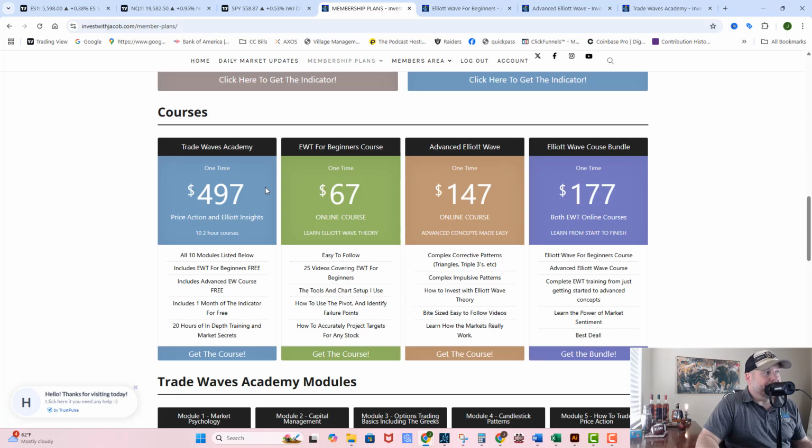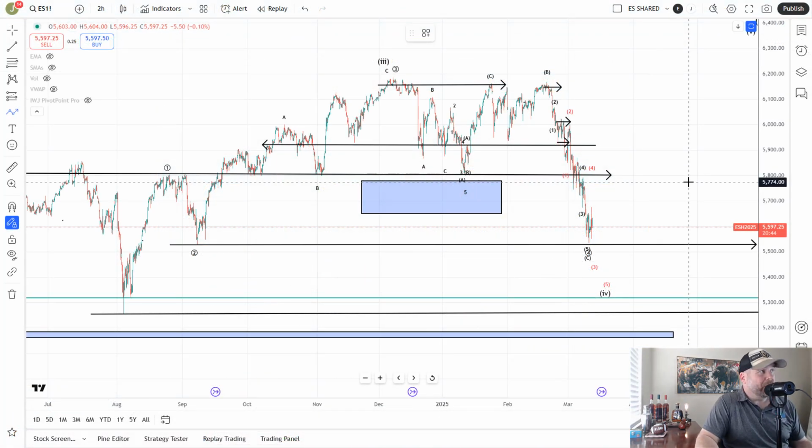Okay, now let's jump into the charts and take a look. Okay, guys, so here we are on the 2-hour futures chart for the S&P 500. We were looking for a bounce. Why were we looking for a bounce? Well, you have this wave 2 right here. This level is critical support. The bulls knew it. They bounced off of it, and they've held it so far.